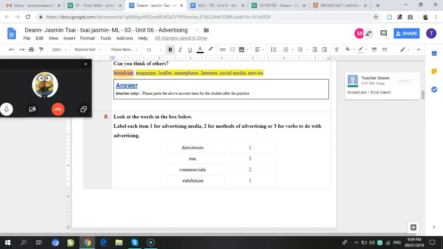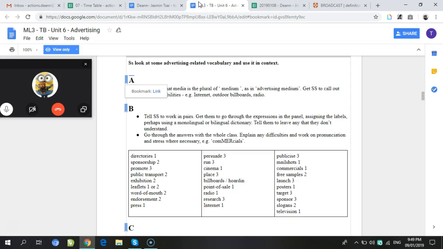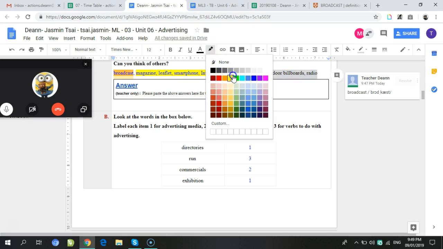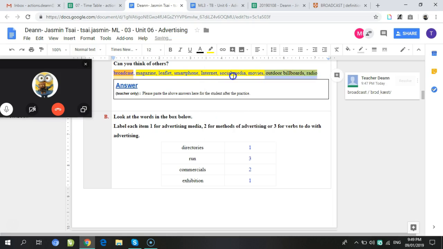Okay, now let me just add to letter A. We can have outdoor billboards. I think it is number 1. And radio. Okay, we still have the radio. Radio programs would broadcast advertisements in the middle of the programs.